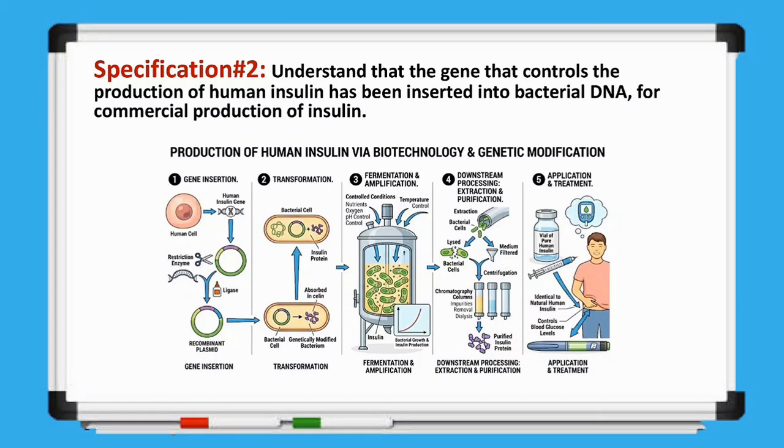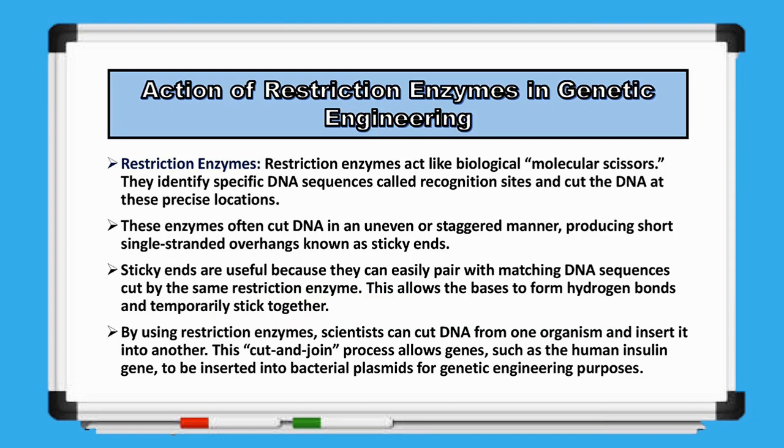Next, we move on to specification 2, which asks us to understand that the gene that controls the production of human insulin has been inserted into bacterial DNA. To understand this, we first look at the role of restriction enzymes. These enzymes act like molecular scissors, cutting DNA at specific recognition sites.